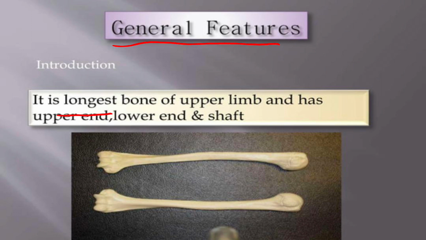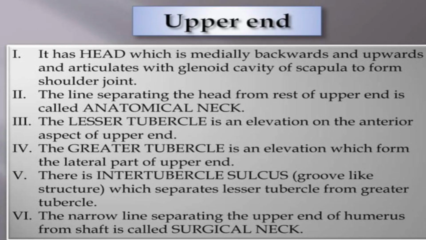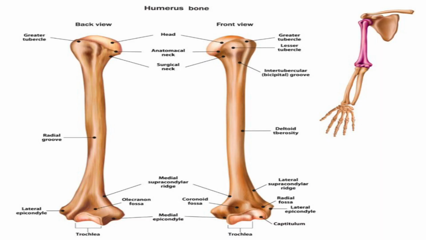It is the longest and largest bone of the upper limb. It has an upper end, lower end and shaft. In the upper end, the head is directed medially, backwards and upwards, and it articulates with the glenoid cavity of the scapula to form the shoulder joint. See in this following diagram, it articulates with the glenoid cavity of the scapula to form the glenohumeral joint.